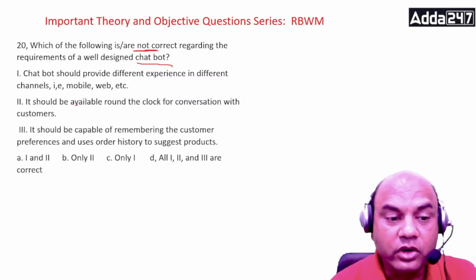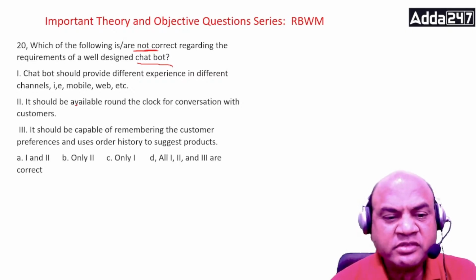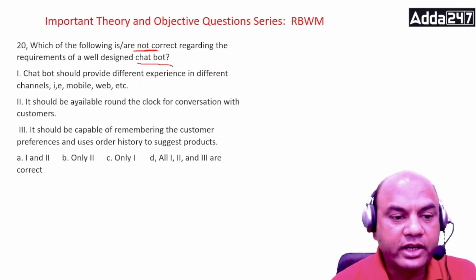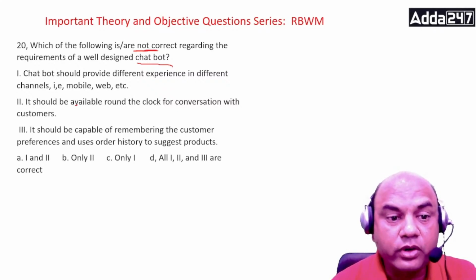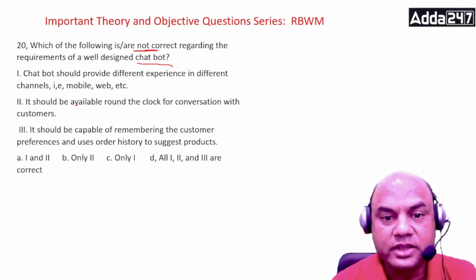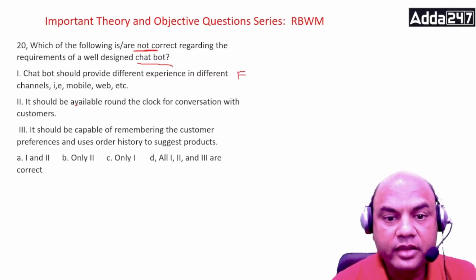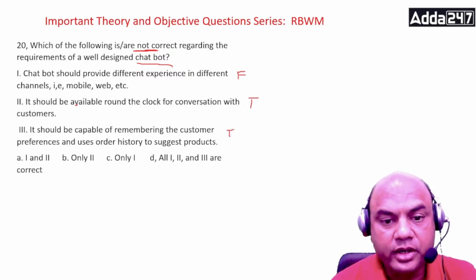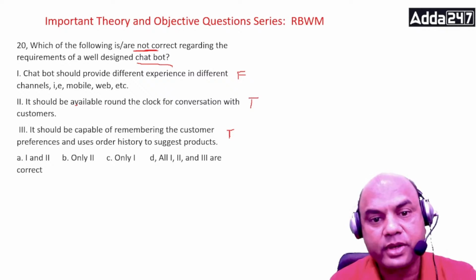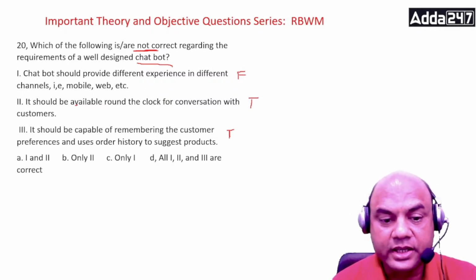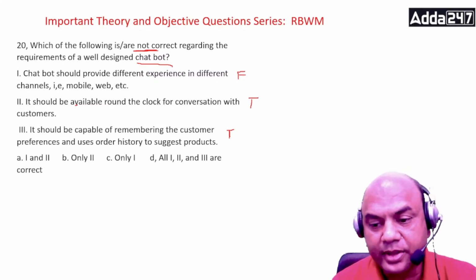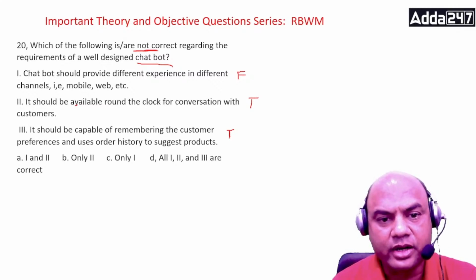So which one is not correct in this case? 1 and 2, only 2, only 1, or 1, 2 and 3 are correct. Which one is false over here? So the answer is the first one. This is false, right? This is true, and this is also true. It should be capable of remembering the preferences, so that is also true. So the only false thing is different experiences. It should not happen that way, right?